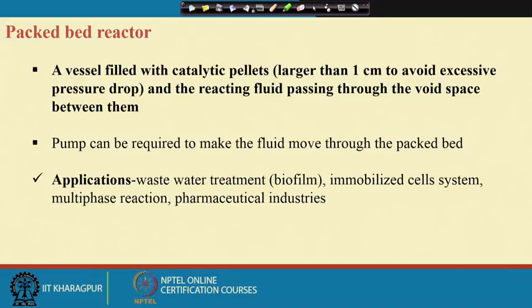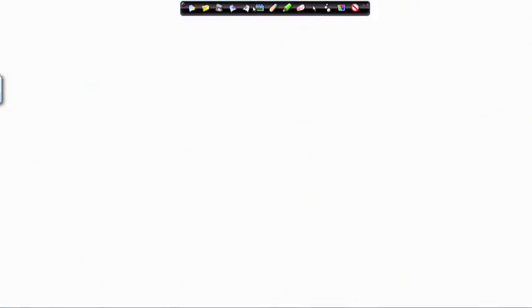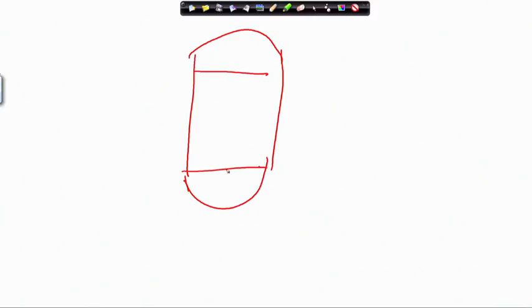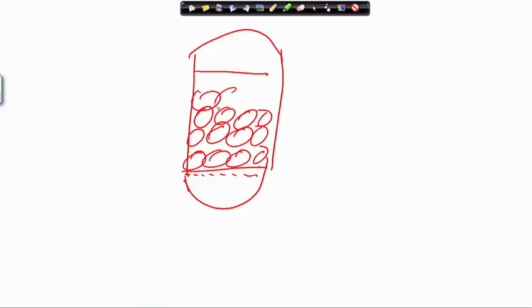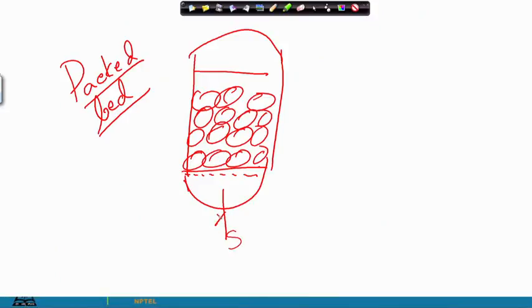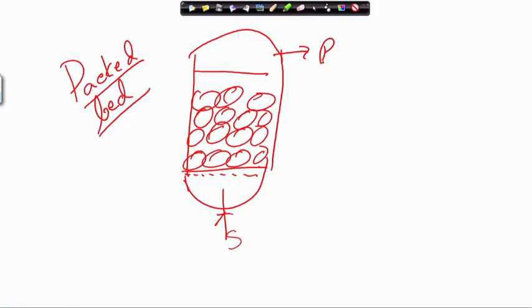Now, let me discuss the packed bed reactor. Let me show you the packed bed reactor. Suppose this is a packed bed reactor, and this is the tubular, cylindrical reactor, and this is a perforated disc, and here you pack the solid material like this. They are lying one after another like this. What do you call a packed bed reactor? So, you pass your substrate and you take out the product like this. This is the packed bed.